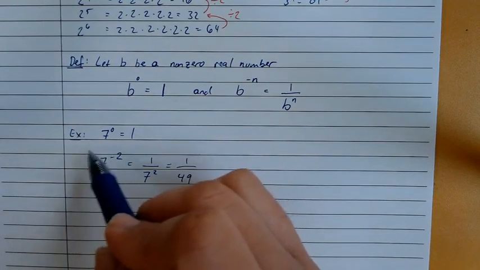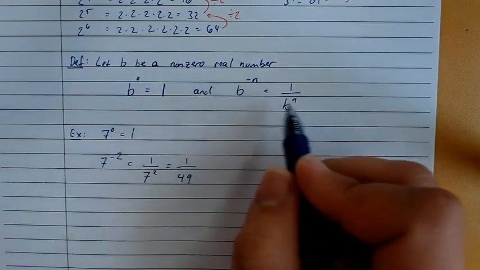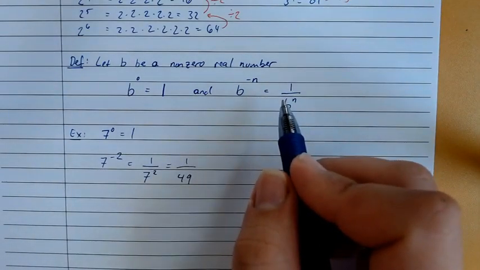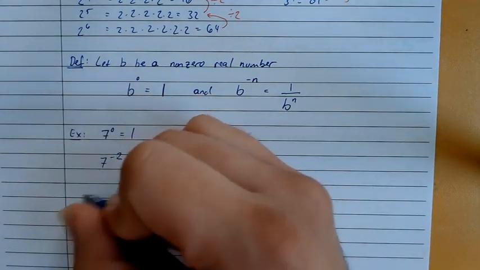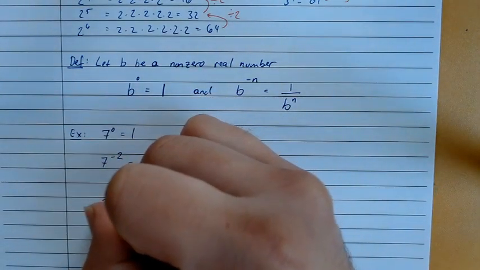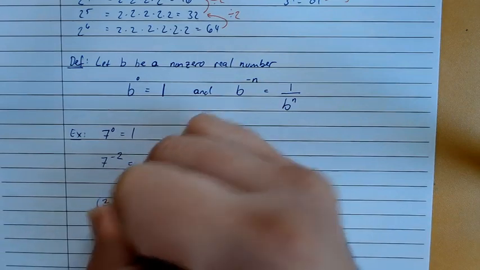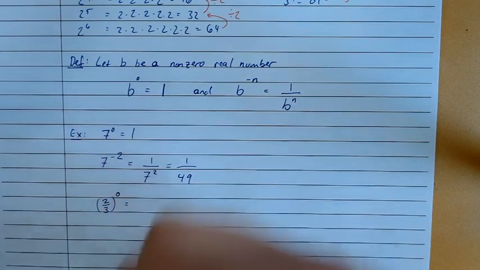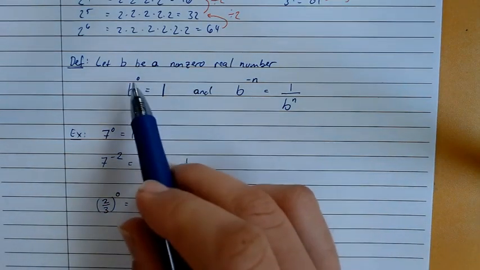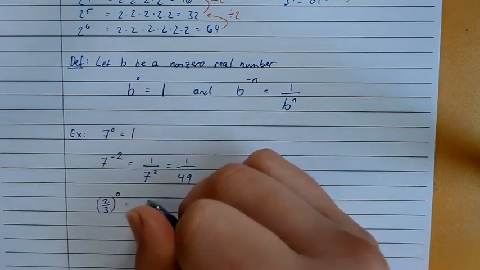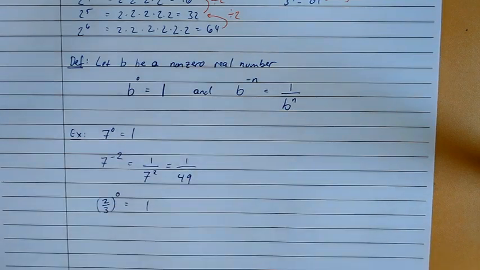If your number is already a fraction, you're still reciprocating. Just remember that reciprocals look a little different between whole numbers and fractions. So for example, let's say I have 2/3 to the power 0. Well, again, any real number, except for 0, to the power of 0 is going to equal 1. So even 2/3 to the 0, that's equal to 1.